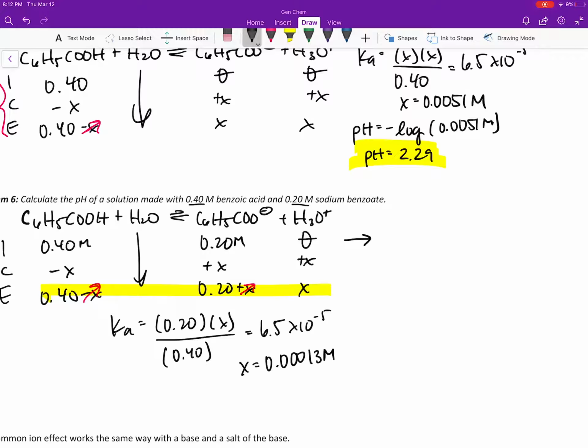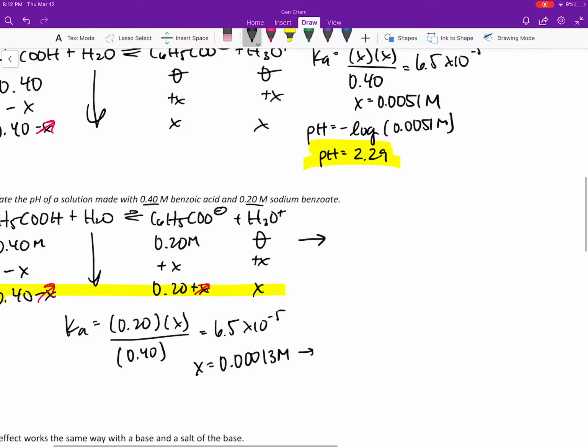Now it wants to know the pH, so I'm going to plug this into the pH is the negative log of, and you're going to get a pH of 3.87.